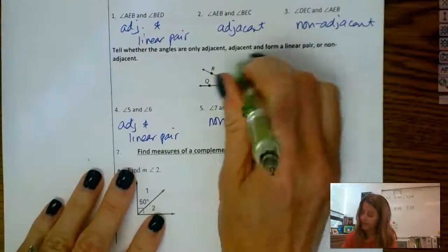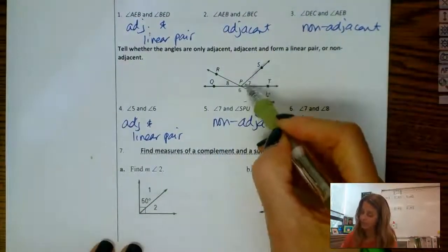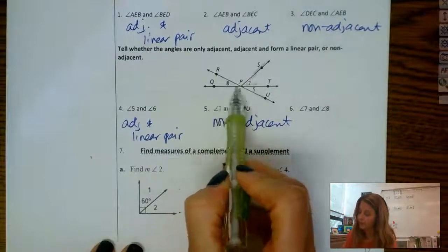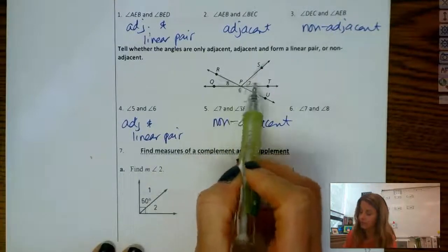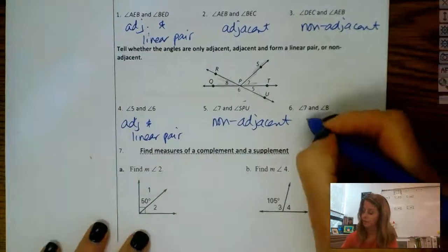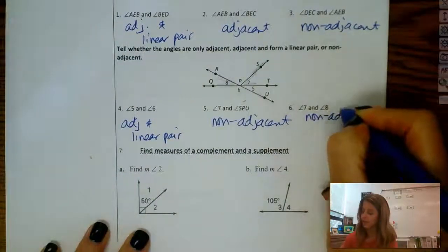They have to be kind of their own angle. 7 and 8. We've got 7 over here, 8 over here. So these are non-adjacent. They're not stuck together. They don't share a side. Non-adjacent.